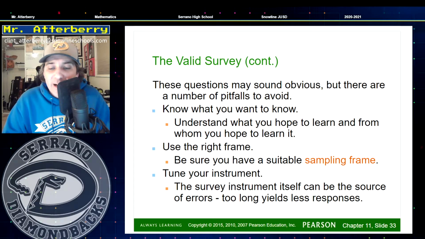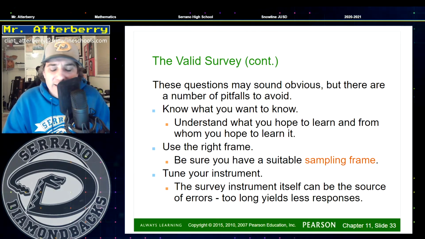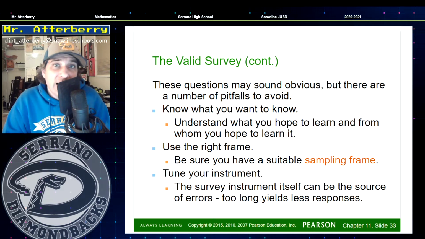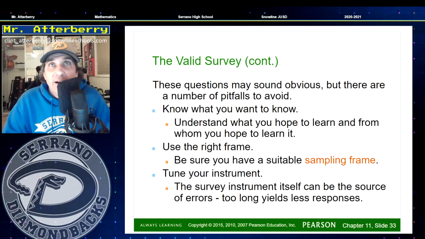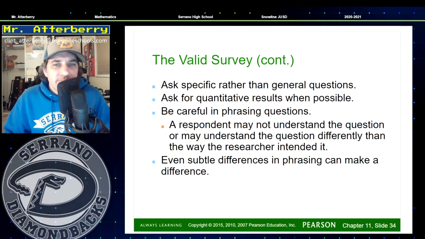Think about how long your survey or your study is going to last, because sometimes if it's too short, you might not get enough data. Or if it's too long, you might get people not filling it out, or it might be incomplete. Or people might get tired, and the answers might not be as correctly answered near the end of your survey or your research.